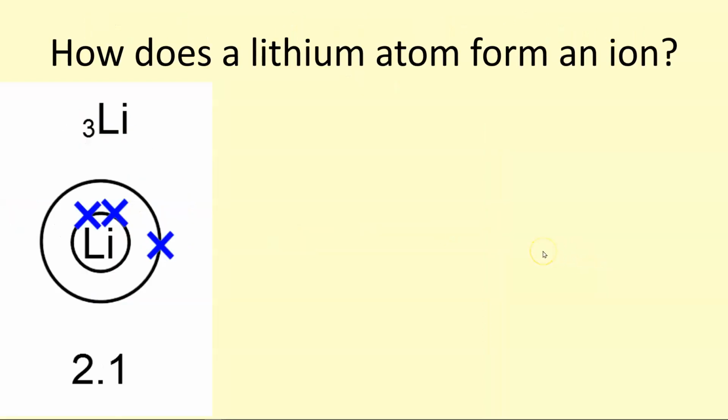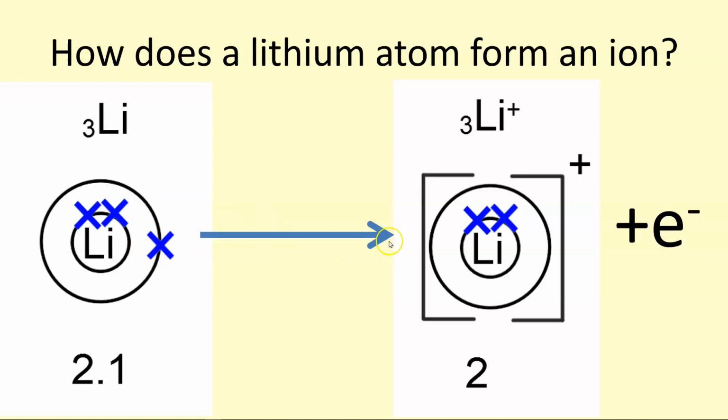How does a lithium atom form an ion? So for metals, they are going to lose electrons, so it will lose this electron to form a positive ion. So a lithium ion will have a charge of +1 because it has lost 1 electron.